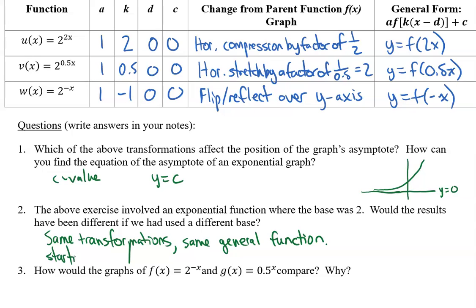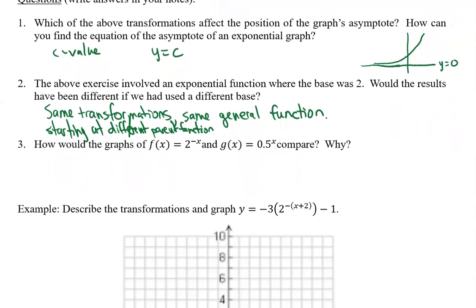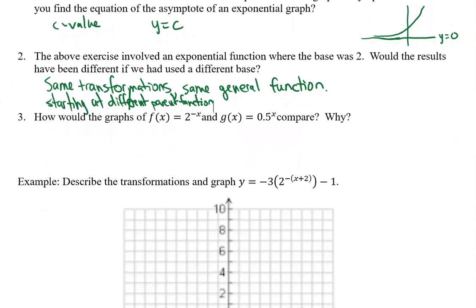So the same transformations starting at a different parent function, but the same general function. The third question says, how would the graphs of f of x equals 2 to the power of negative x and g of x equals 0.5 to the x compare? Now you could go ahead and graph these, but I want to offer you something a little bit easier, and that is just to think about our exponent rules.